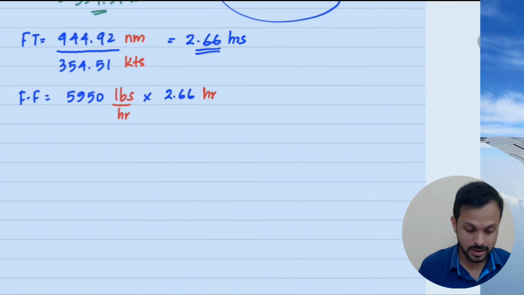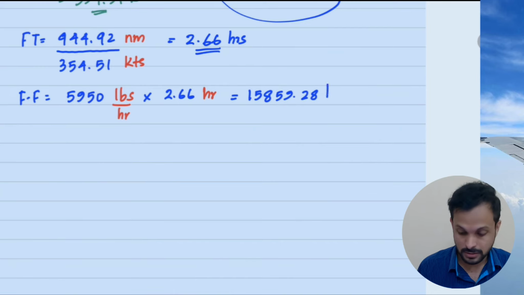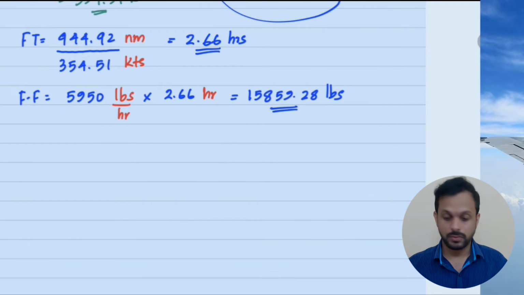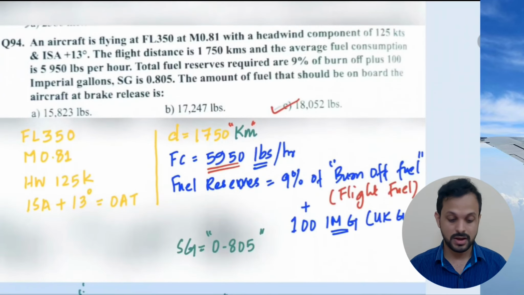The units are again in line. Let's find out what the answer is, and that is 15859.28 pounds. So the options are in pounds, and for that reason we are trying to retain the unit pound. Now having the flight fuel with us, we can now find out the reserve, because total reserve has a flight fuel component in that, right?